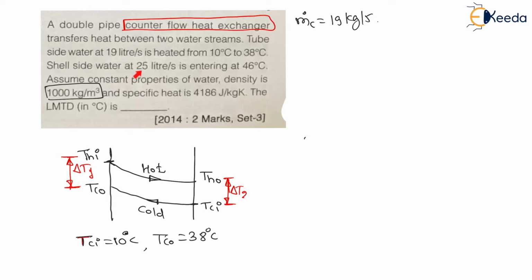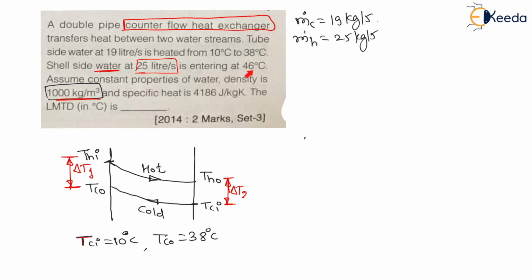Shell side water at 25 liter per second, again water, again my dear students, density of water is 1000, therefore 25 liter per second is nothing but 25 kg per second. Therefore here mass flow rate of hot fluid is given 25 kg per second. Now again the shell side water 25 liter per second is entering at 46 degrees Celsius.